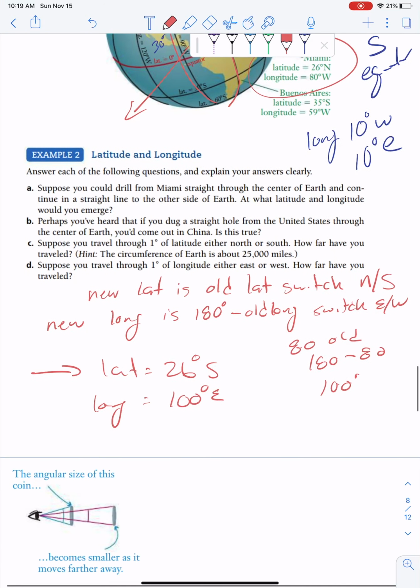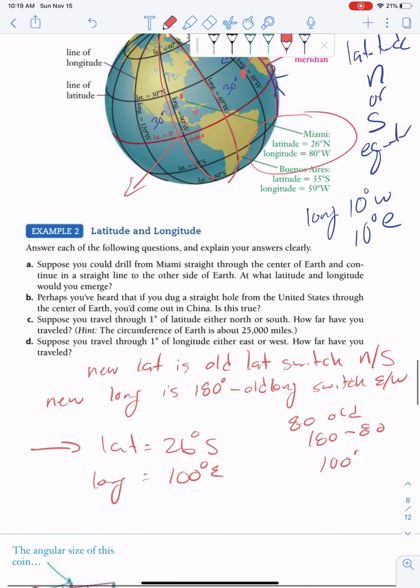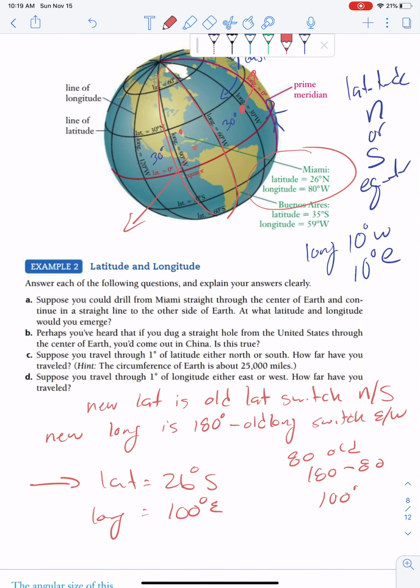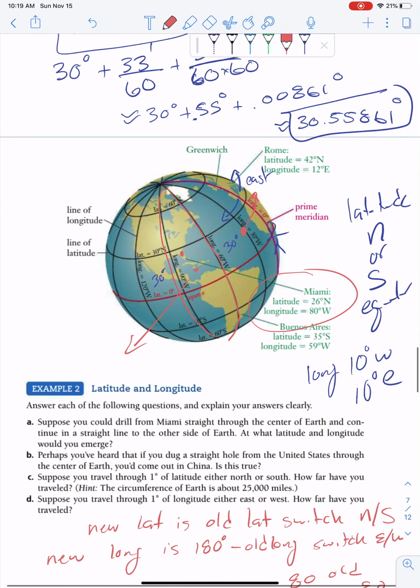Okay, let's look at part B. Part B says if you dug a straight hole through the United States, you'd come out in China. Well, let's look at that. If I go straight through the earth from the United States, let's get rid of some of this. This is messy. I can't see what's going on.